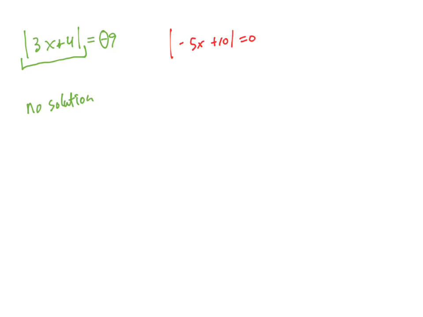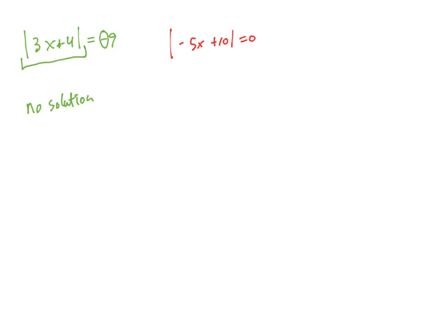So a couple things to remember. If we have 3x plus 4 inside absolute value, and that's equal to negative 9, well, an absolute value expression can never be equal to a negative number. So for an equation like this, where an absolute value is equal to a negative, we say no solution, because an absolute value expression can never be equal to a negative.